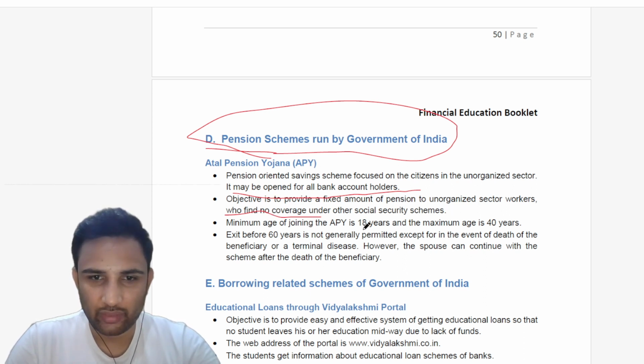Minimum age of joining the APY is 18 years and maximum age is 40 years. Exit before 60 years is not generally permitted except for in the event of death of the beneficiary or a terminal disease. However, the spouse can continue with the scheme after the death of the beneficiary.